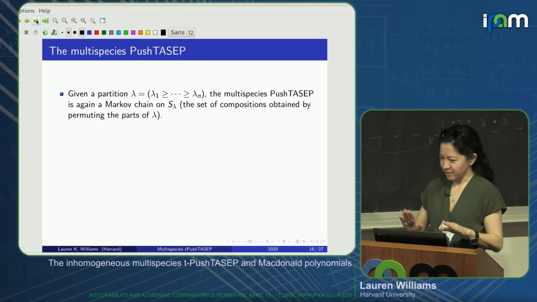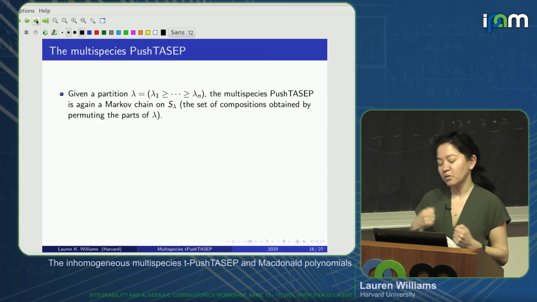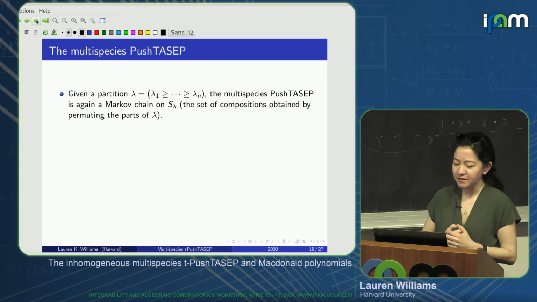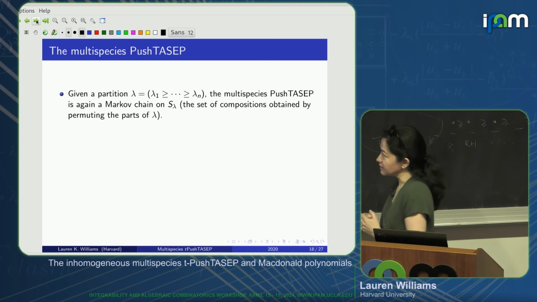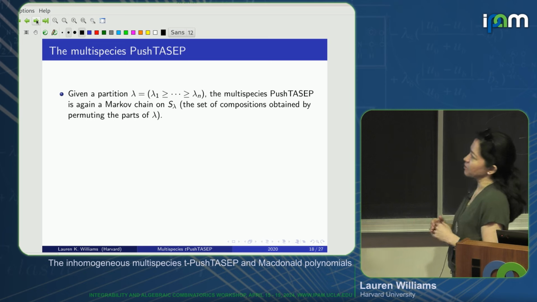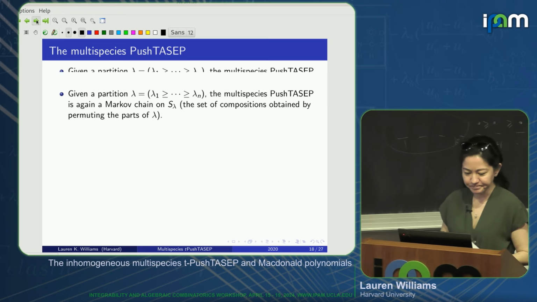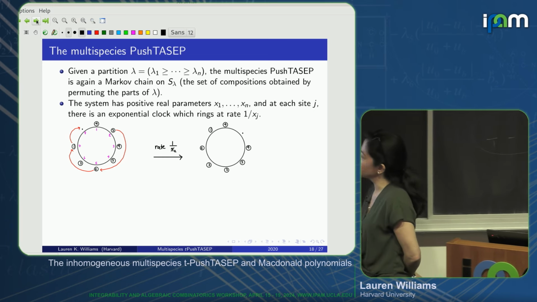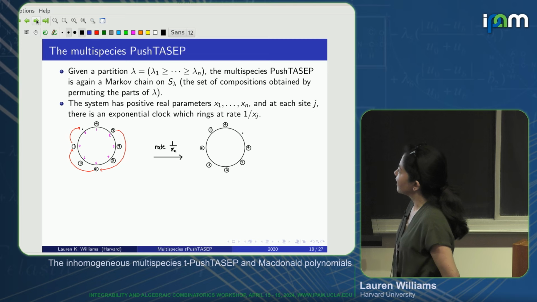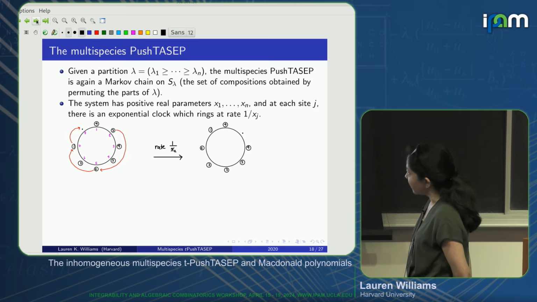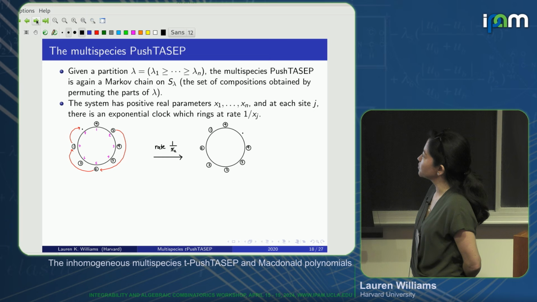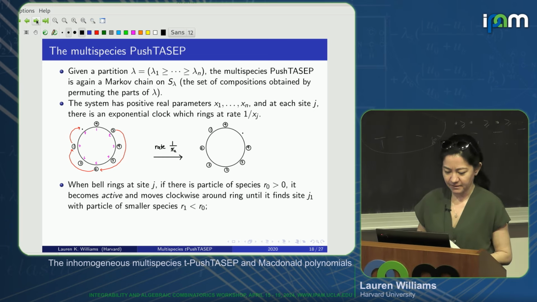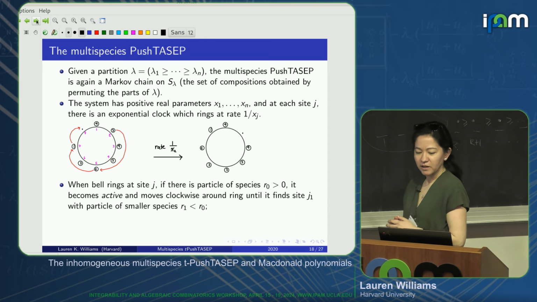OK, so first we're talking about the t equals 0 case. So we're given a partition lambda, then the multi-species push-TASEP is again going to be a Markov chain on S lambda, the set of all compositions obtained by permuting the parts of lambda. And now we're in a system where we have positive real parameters x1 through xn, and at every site j, we have an exponential clock which rings at rate 1 over xj. And so, okay, so how does this work?